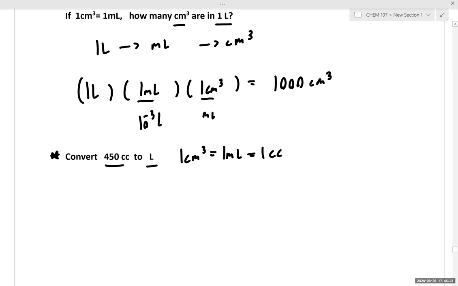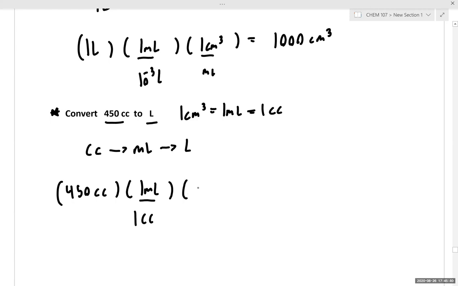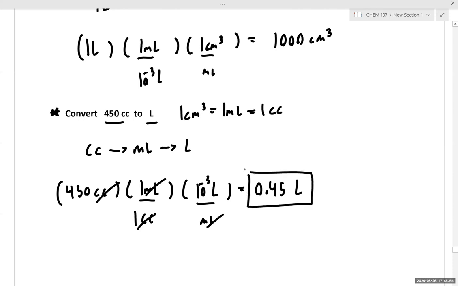The responses I'm seeing in the chat look great so far. So let's discuss. We're going to go from cubic centimeter to milliliter to liter. So we know for 450 cubic centimeters, we have a milliliter per cc. We also know that we have 10 to the negative third liter per milliliter, and that in turn gives us 0.45 liters. Perfect.